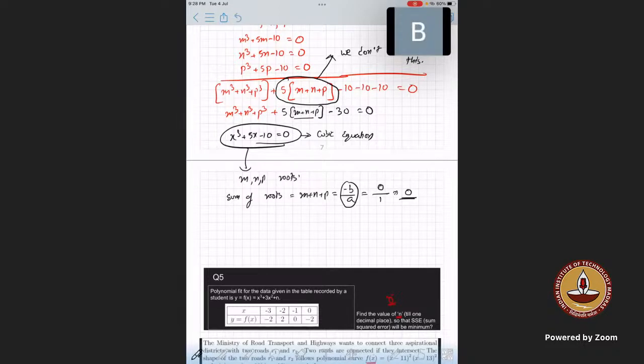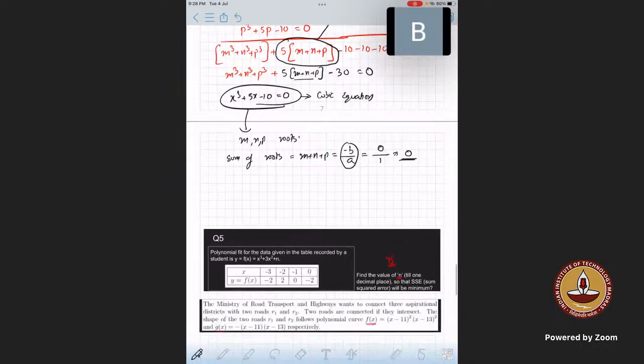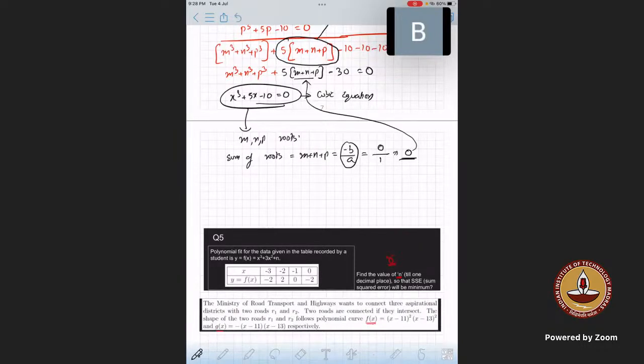Hello guys, are you able to hear me? Yeah. And then we'll substitute here: m cube plus n cube plus p cube plus 0 minus 30 equals 0. So m cube plus n cube plus p cube equals 30. Agree?